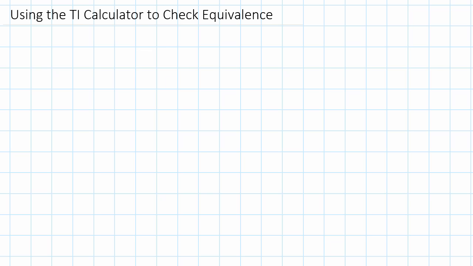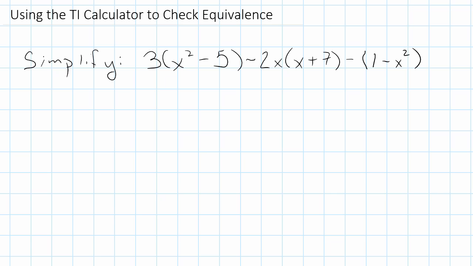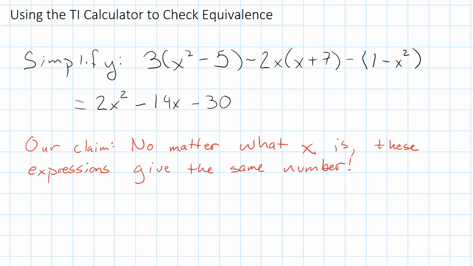Okay, so suppose we've just done a bunch of work in simplifying an expression. Let's say we've just simplified this expression, and we think that the simplified form ought to be 2x squared minus 14x minus 30. The claim we're making is, no matter what x is, no matter what number x represents, these two expressions evaluate to give the same number. How can we know that for sure?